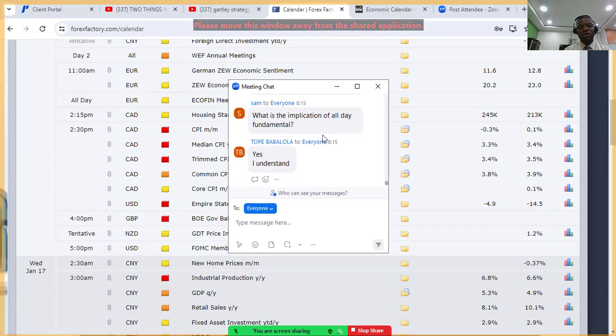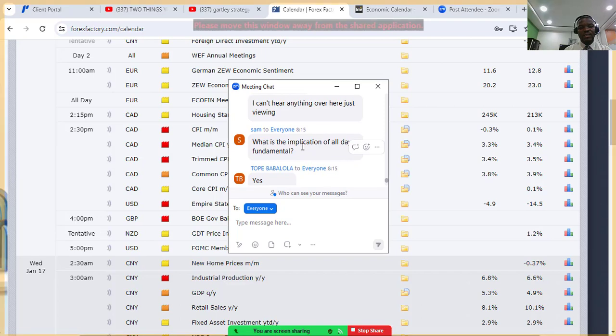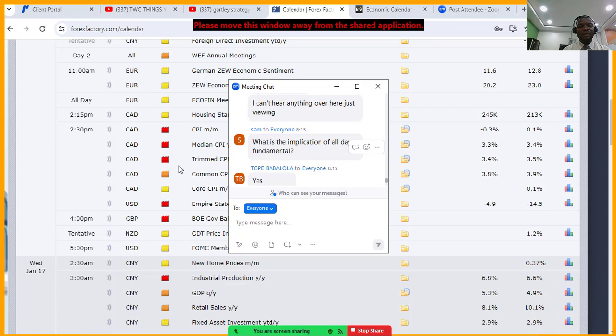Someone is asking, what's the implication of all day fundamental? There are some of the news that may not have a time. So it can happen any time of the day. That's the all day. I believe that's what you mean by all day fundamental, right? If time is not attached to it over here and they're writing all day, it means any time of the day. For example, this one is all day. So it means any time of the day you should be expecting that impact.